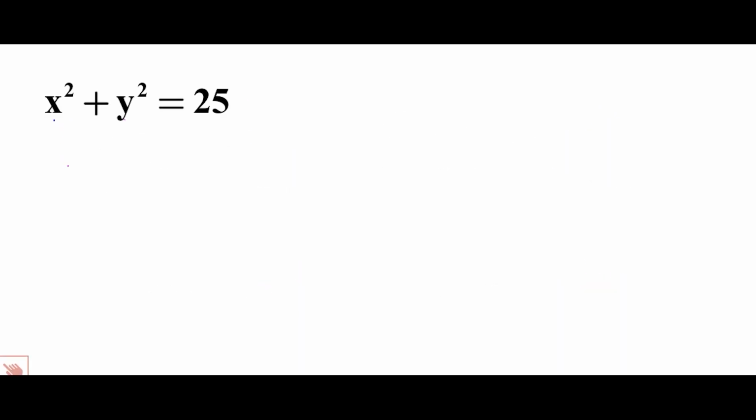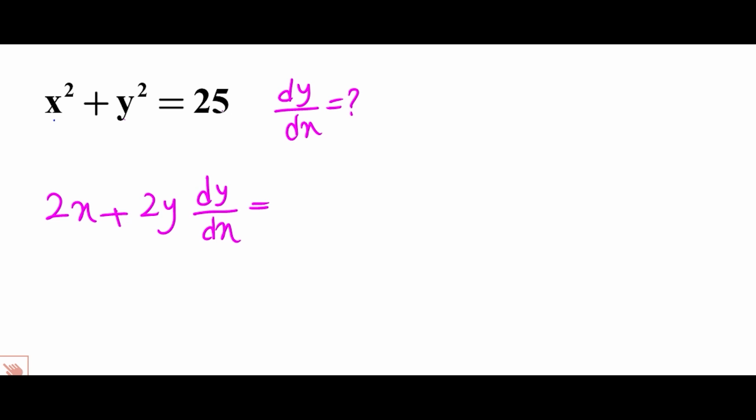For example, we're going to find dy/dx in this equation: x squared plus y squared equals 25. We will take the derivative of every term from left to right. The derivative of x squared is 2x plus, here we must use the chain rule because y is a function of x, we take the derivative of y squared, which is 2y, and then multiply by dy/dx, equals, the derivative of any constant is 0.